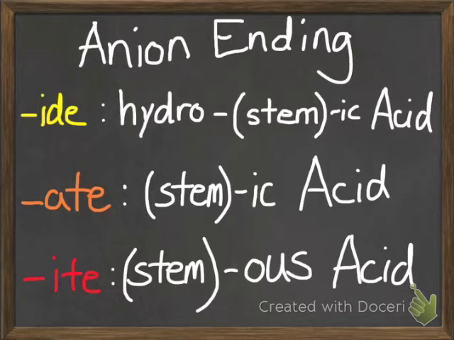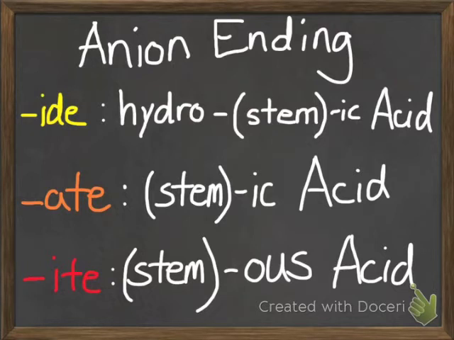The other two are ATE and ITE, and those will involve polyatomic ions. For instance, nitrate ends in ATE, so an acid that involves nitrate we would call nitric acid. For an acid that involves a polyatomic ion that ends in ITE, we would write the stem and then OUS, with acid at the end. An example of that would be chlorite, so we would call it chlorous acid.